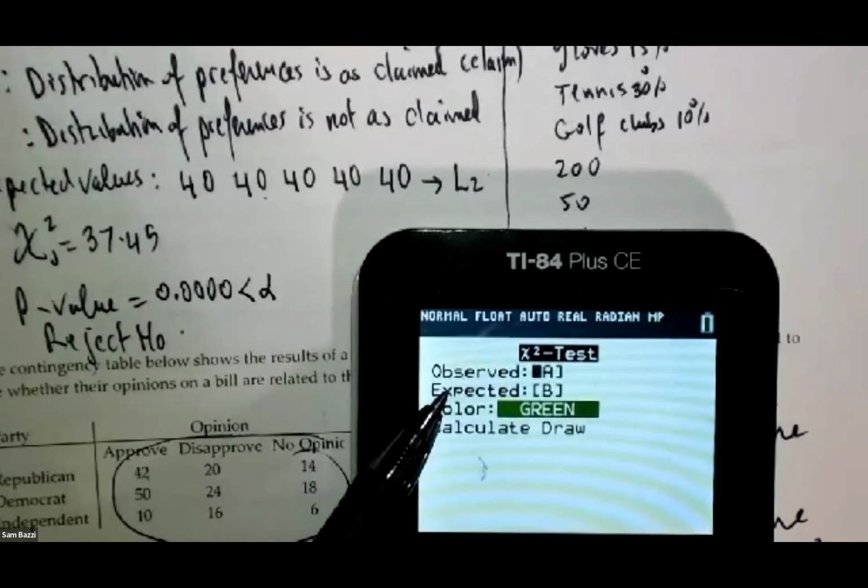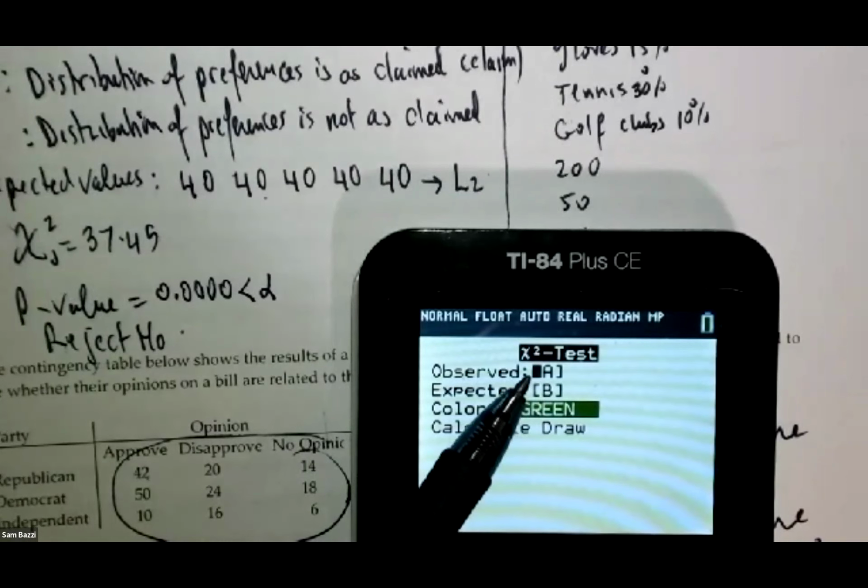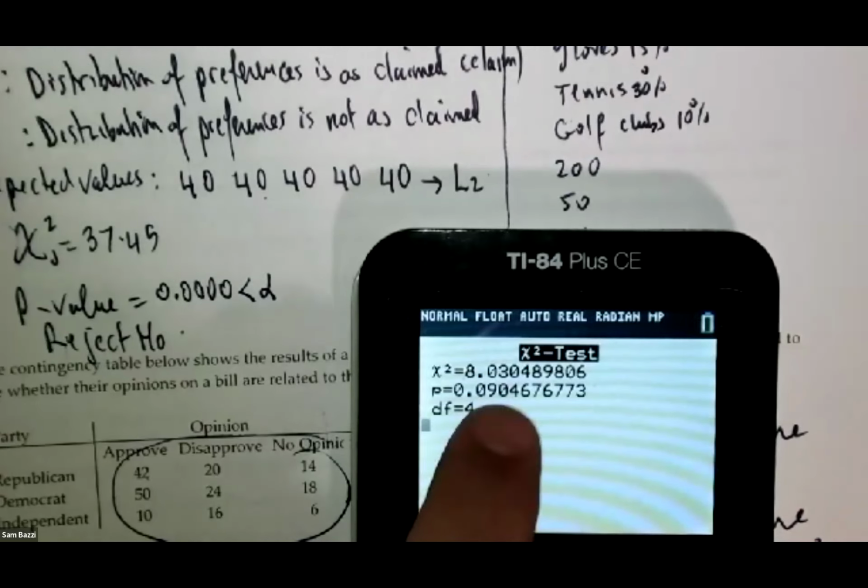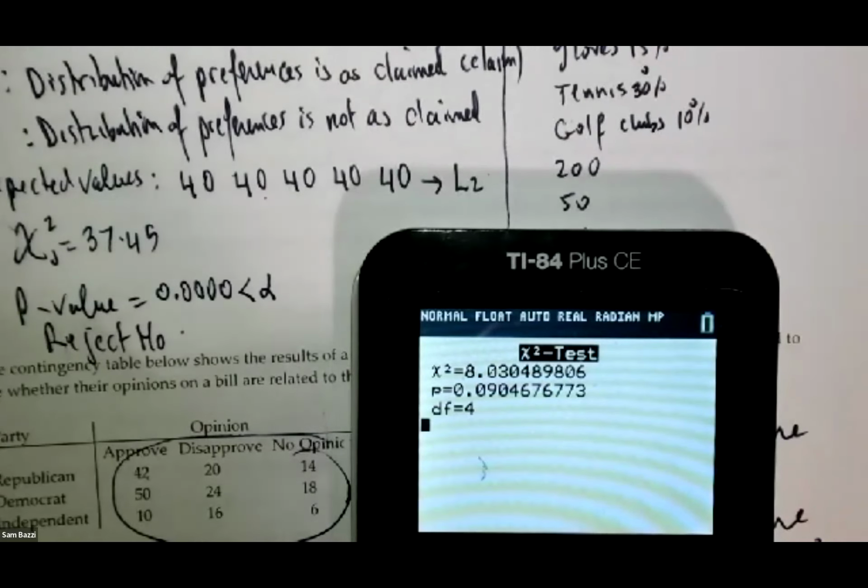It's asking me, where are your observed values? I put it in matrix A. The expected values, guys, automatically are gonna come to matrix B. You don't need to do any work yourself, and just hit calculate. Here's the test statistic, and here's the p-value. Let's write them down.